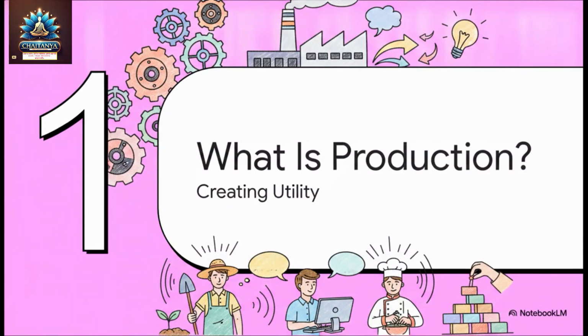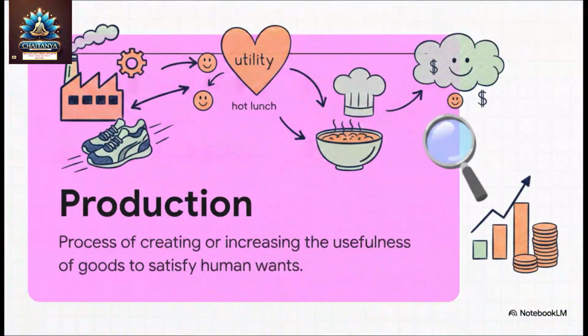Section 1. What is production? Creating utility. Now, when you hear the word production, you probably instantly picture this massive factory with giant smokestacks, right? But in economics, it is so much broader than that. Production is simply the process of creating or increasing the usefulness, which economists call utility, of goods and services.